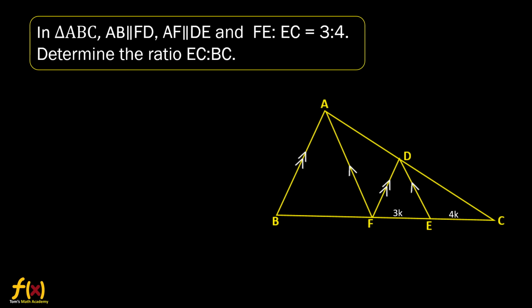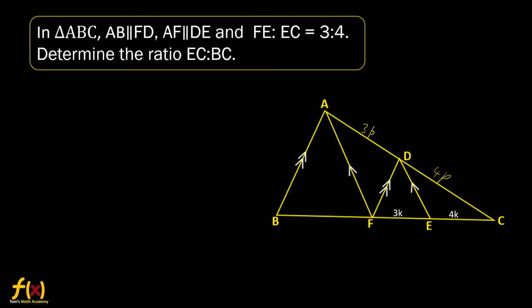So if this DE is parallel AF, now this is 4K. So you can immediately write the other side ratios. You can mark it as 4P. And this is 3K, so you can write 3K there. 3P. 4P and 3P there. So that is the technique we have.